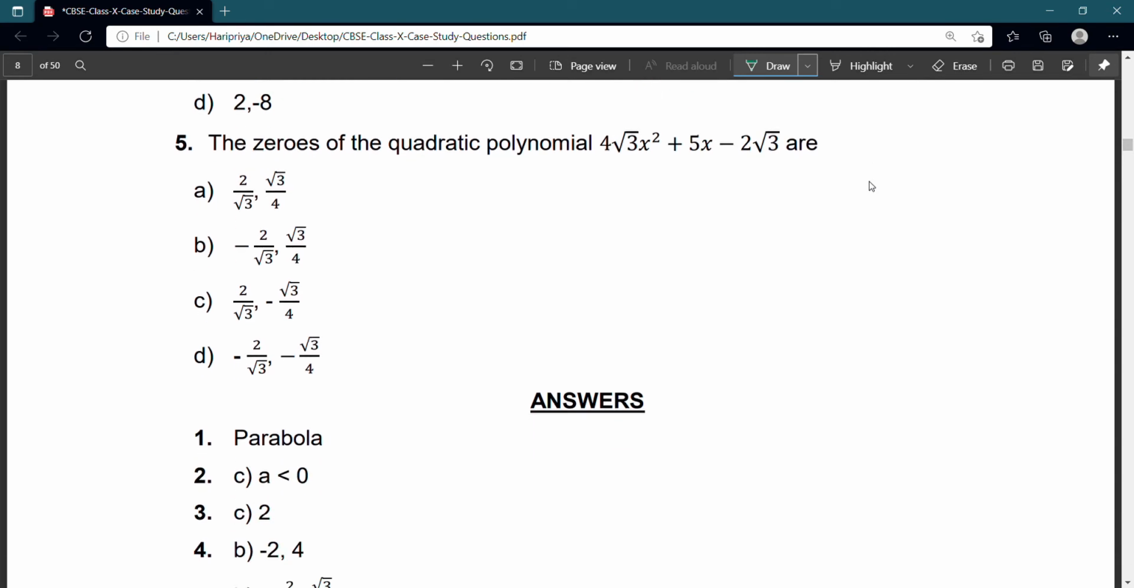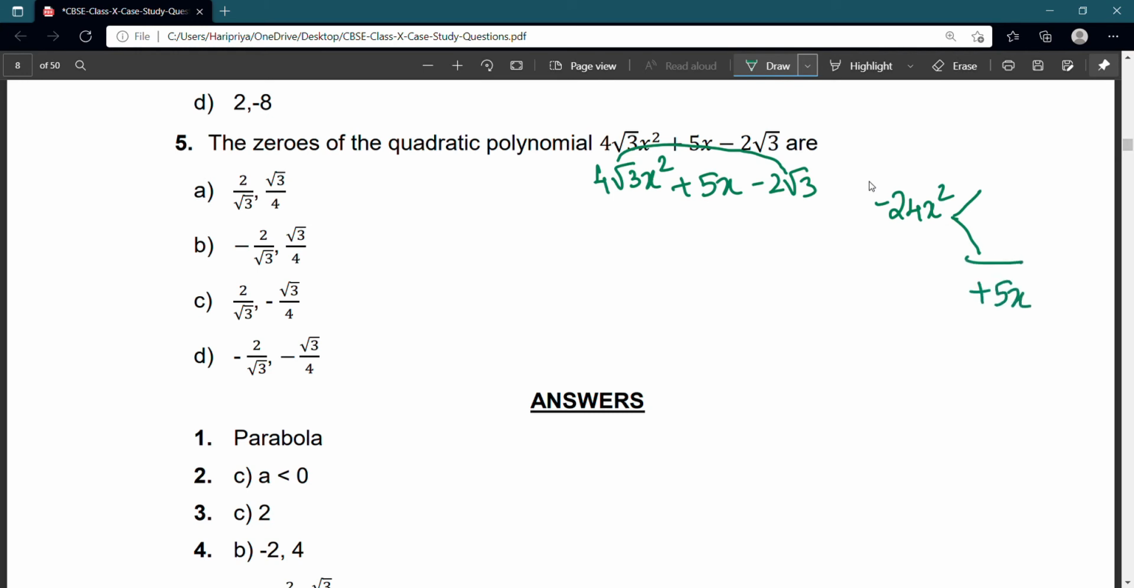Next, the zeros of the quadratic polynomial 4 root 3 x square plus 5x minus 2 root 3. So now to find the zeros of the quadratic polynomial, we're going to split the middle term. So 4 root 3 x square plus 5x minus 2 root 3. We're going to multiply these. So 4 2s are 8. Root 3 into root 3 is 3. So 8 3s are 24. So minus 24x square, which means we're going to multiply this too. So when you add or subtract, you should get plus 5x.